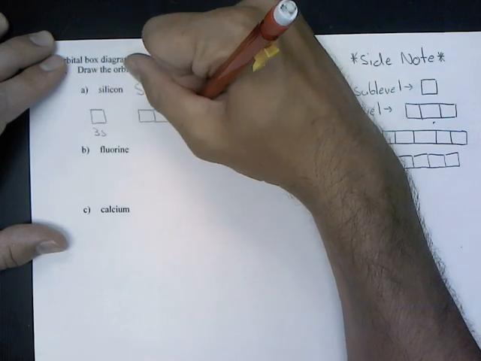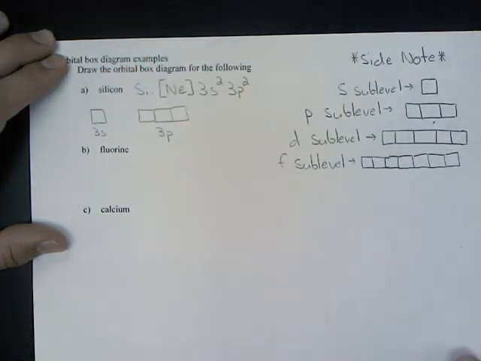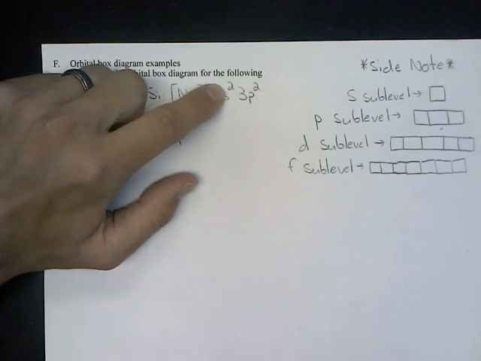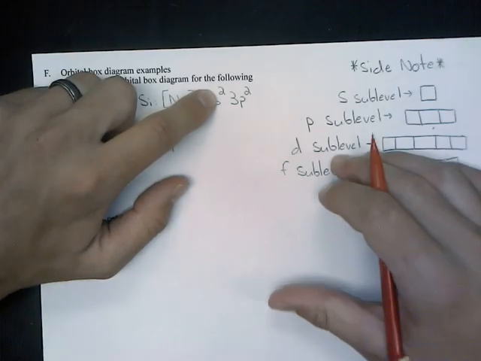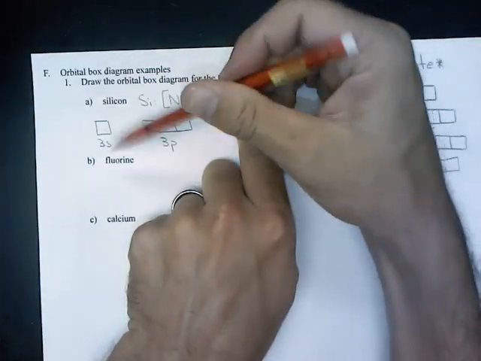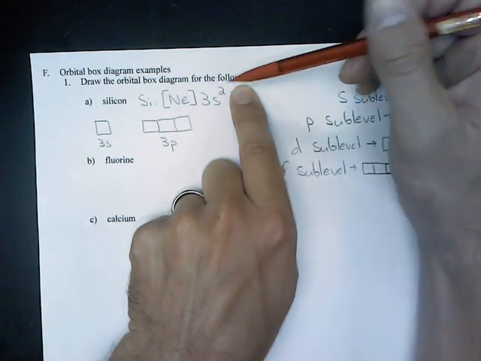Back to back to back. And we're going to put 3P. Now, this number right here represents the number of electrons that we have to fill these boxes. And we need to take it one sublevel at a time. So this 3S box is going to have a total of 2 electrons.